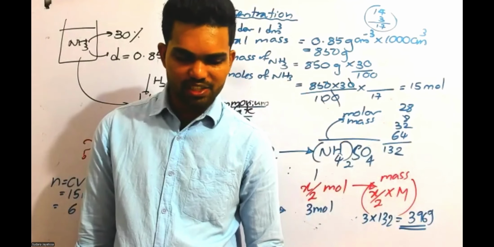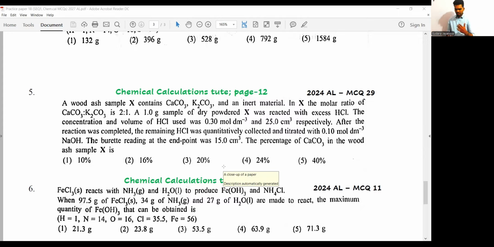Okay, it's good that they ask these for the MCQs, right? Then we will realize that we made some mistakes. Answer is answer. Okay, so now focus on question number 5. I'll put a diagram on the board. It says wood ash sample X contains calcium carbonate, potassium carbonate, and inert material. So there is a sample which contains calcium carbonate, potassium carbonate, and inert material.